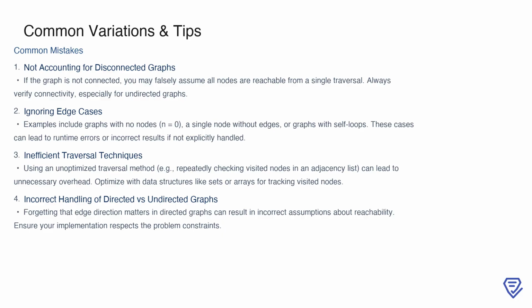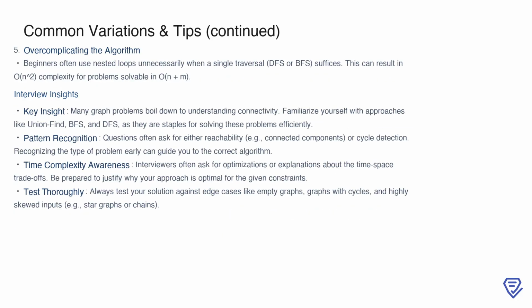Finally, remember that directed and undirected graphs behave differently. Reachability depends on edge direction in directed graphs, so it's critical to respect the problem's constraints when determining which nodes are accessible. Overcomplicating the algorithm is another pitfall to avoid. Beginners sometimes use nested loops unnecessarily, even when a single traversal, such as DFS or BFS, would suffice. This can inflate the complexity to O(n²), when the problem could be solved in O(n + m).